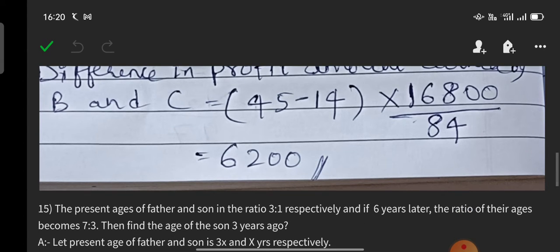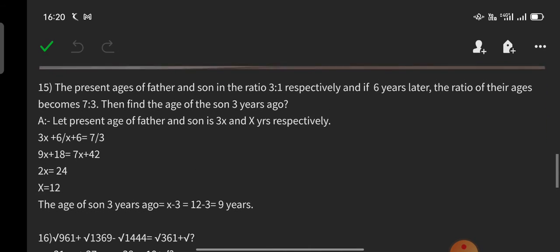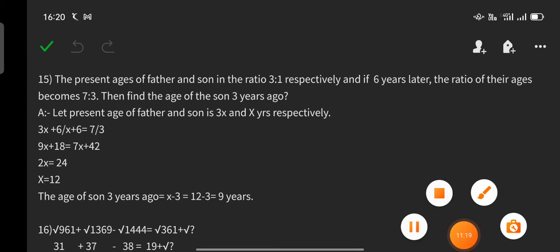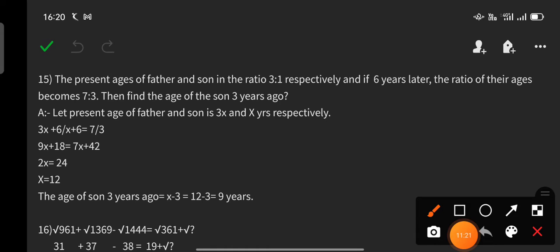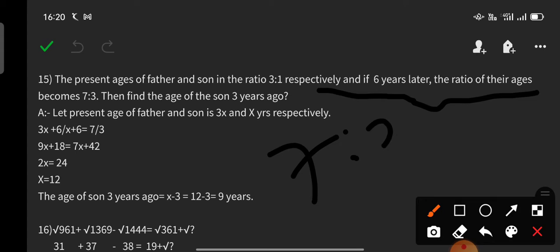45 minus 14 into 16,800 by 84, 6,200. 15th question. So these are related to ages. The present ages of father and son are in the ratio 3:1 respectively, and if 6 years later the ratio of their ages becomes 7:3, then find the age of the son 3 years ago.